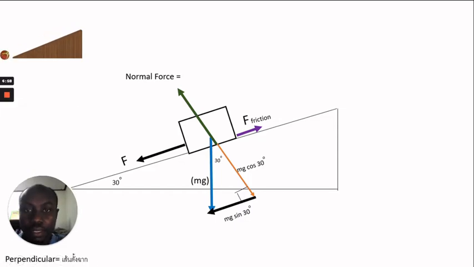So the normal force is equal to mg cos 30. We can say that because now this normal force and mg cos 30 are equal and opposite. Now if you look at this force, the force which is helping the object to move down, you can see that it has the same direction and the same size as this force too. So we can also say that this force is equal to mg sine 30. These are the forces on the object when it is on a ramp.